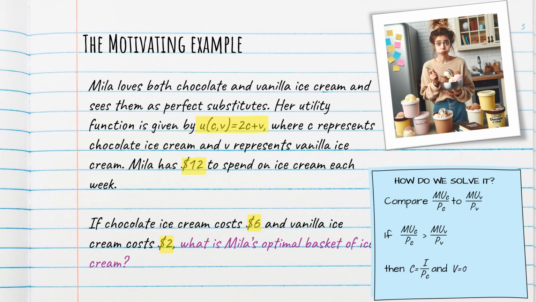And if that's the case, she's going to purchase only chocolate ice cream, then she's going to use all of her income to purchase that ice cream, and her consumption of chocolate ice cream will be income divided by the price of chocolate. So we'll be sitting at the intersection point of the budget line where we're crossing the c-axis where v is 0.